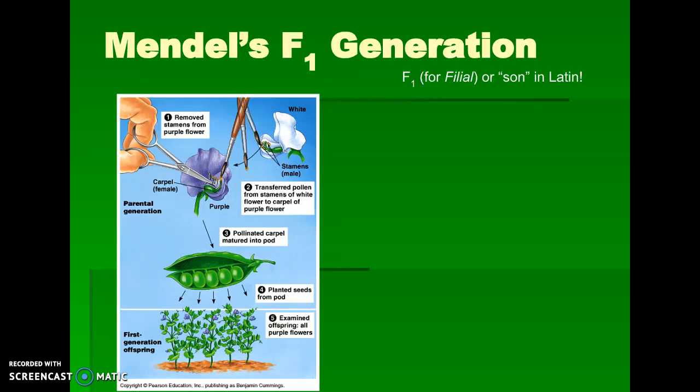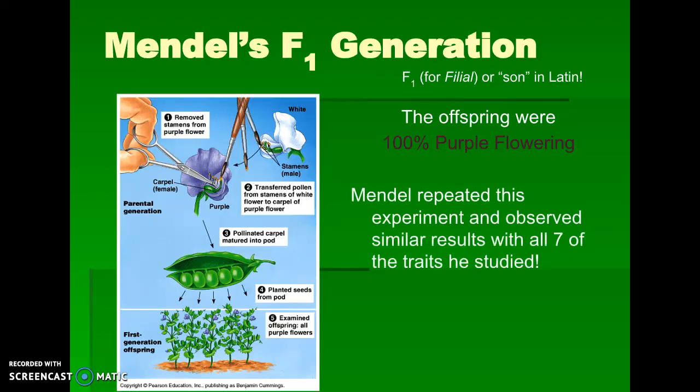Now, that F1 comes from filia, or son, which is son in Latin. All right. The offspring were 100% purple. So Mendel is going to repeat this experiment over and over again, and he's going to observe similar results with all 7 traits that he ended up studying. He called this F1 generation hybrids, all right, because the parents obviously had 2 different traits.